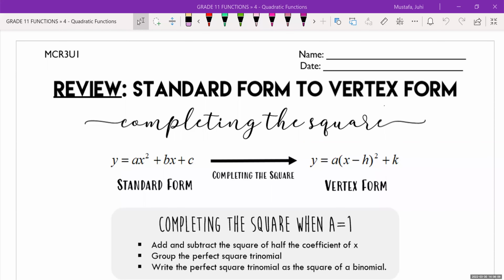We are going to begin our quadratics unit with reviewing how to complete the square.